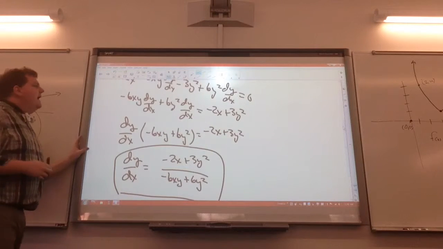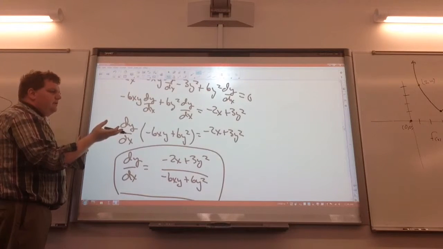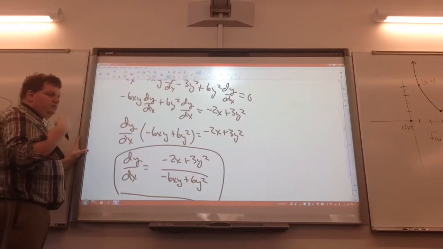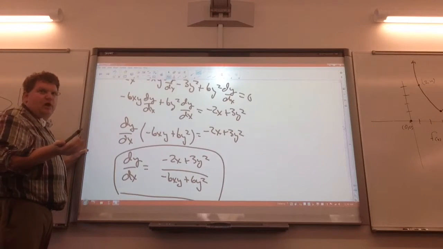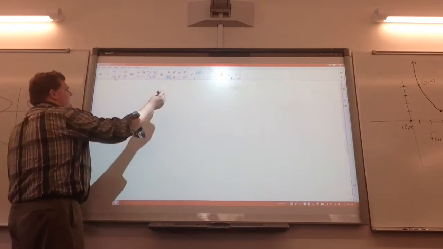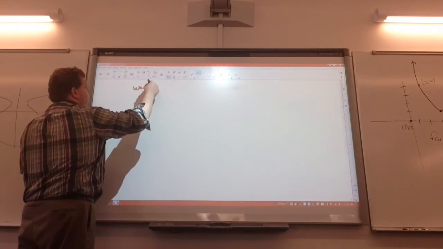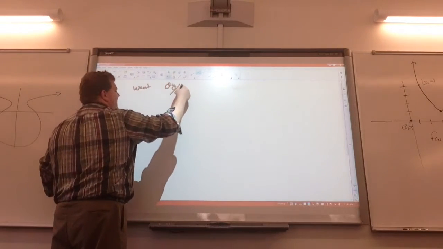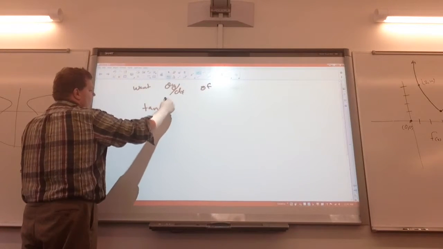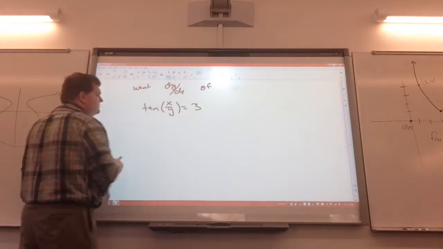Okay. We can do this with things involving all the different rules. So we could do a chain rule with this. We could do a quotient rule. We can do anything you want to. So if I looked at another example, let's say I wanted the derivative dy by dx of the tangent of x over y equals 3, okay?